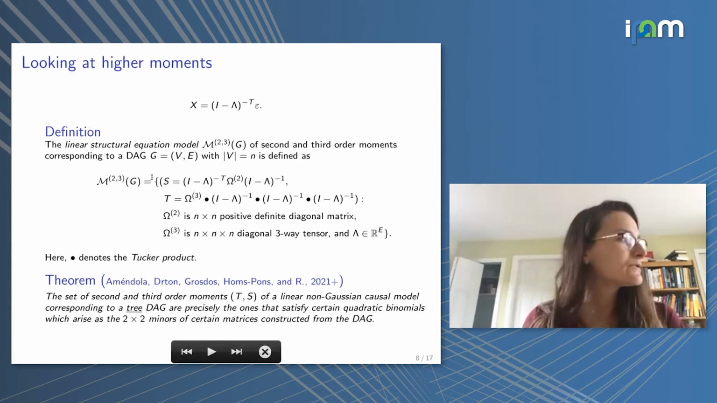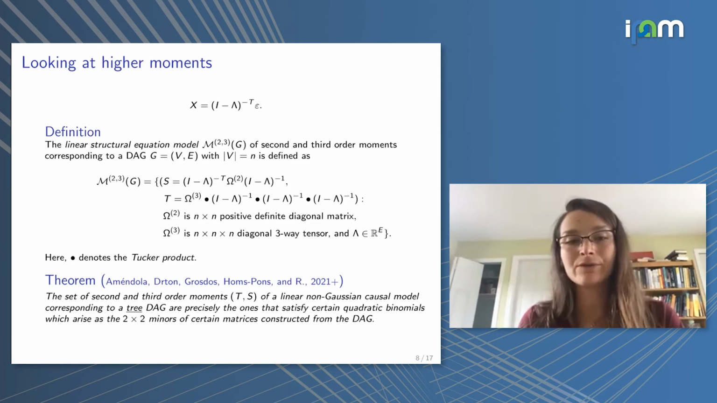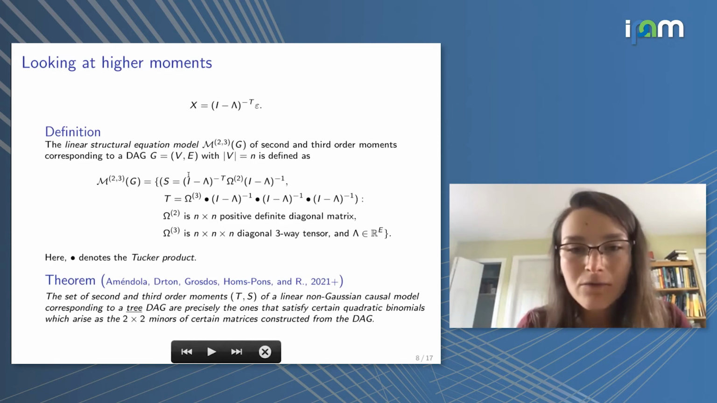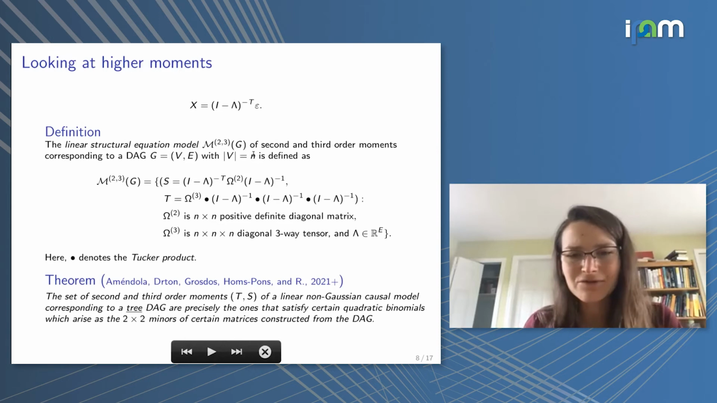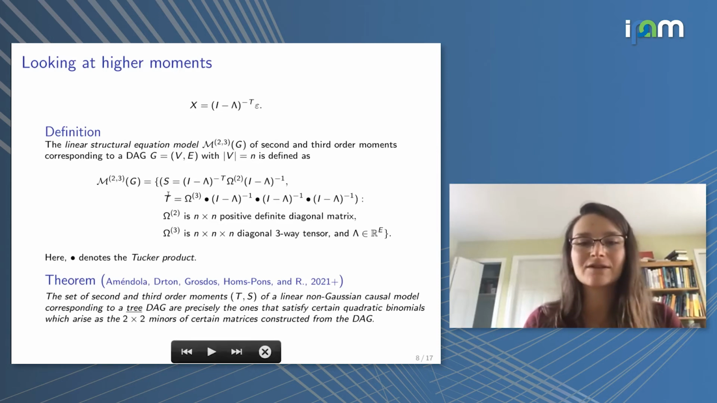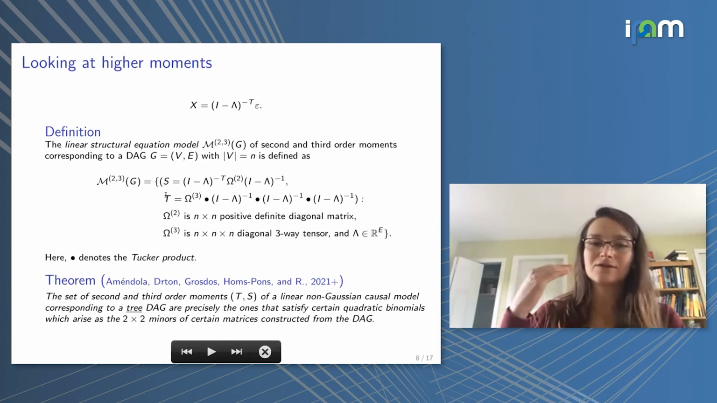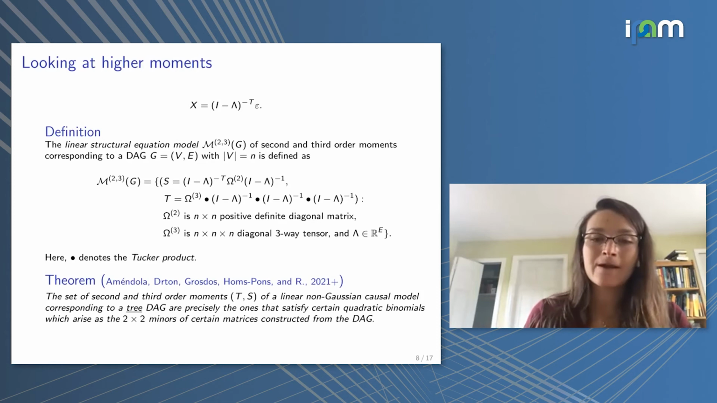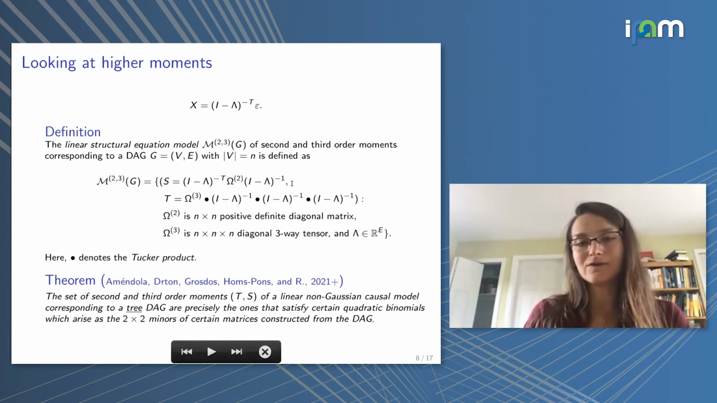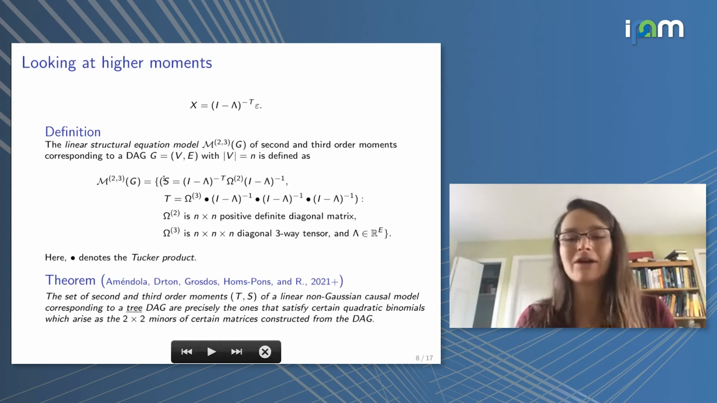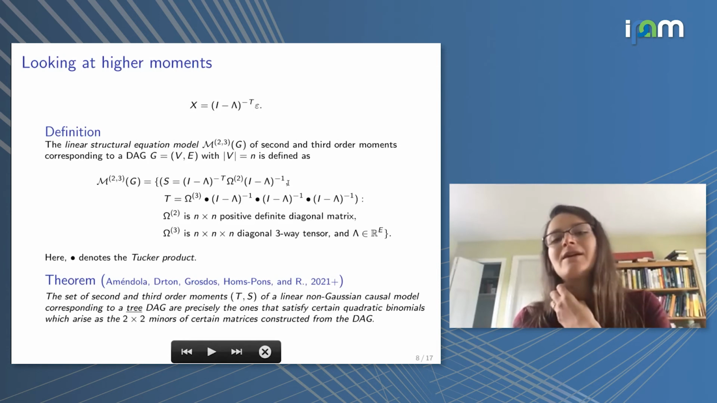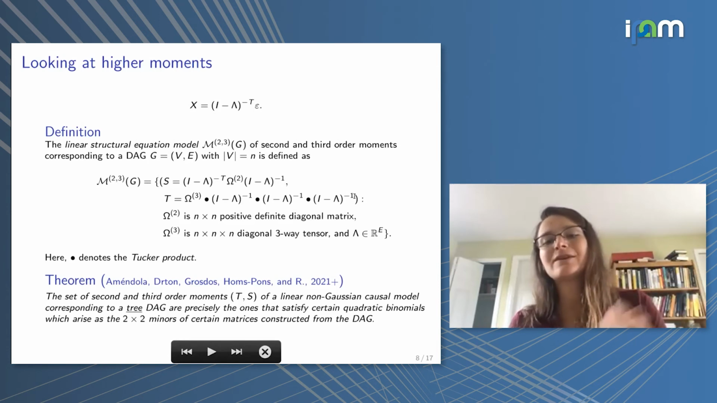But now we're also going to record the third order moments. So we're going to look at all S and T, where there are n entries in V. So S is an n by n matrix and T is an n by n by n tensor. These are the second and third order moments of a random vector that comes from this model, and they have to factorize this way. This one we already saw: it doesn't matter if your variables are Gaussian or not, the covariance in a linear structural equation model always factorizes like this. And the third moment will also factorize.